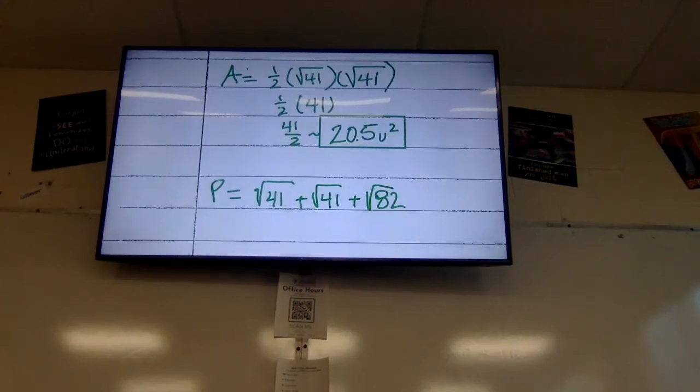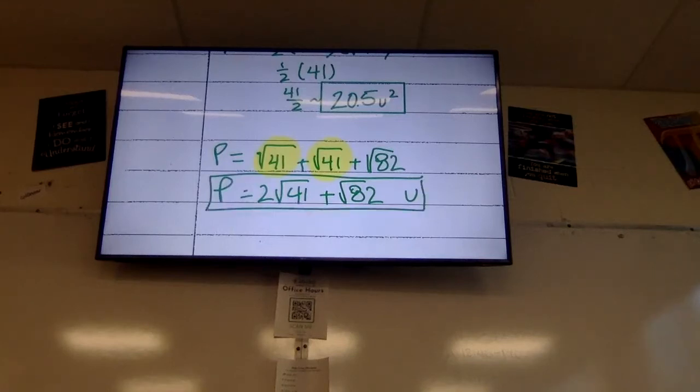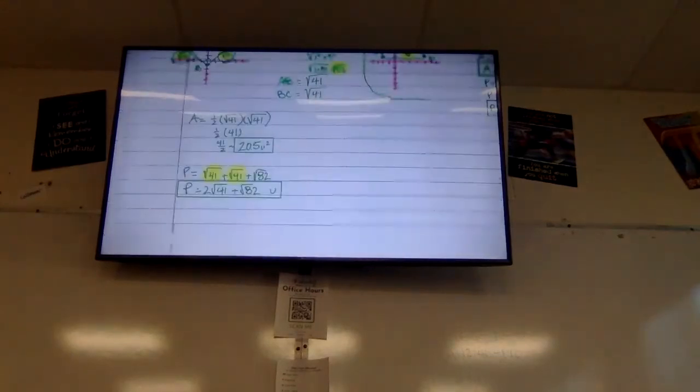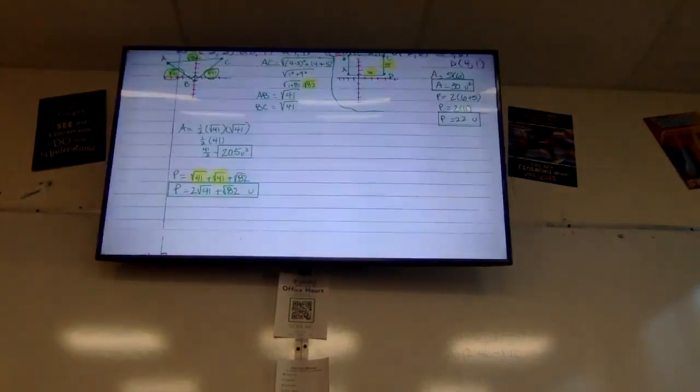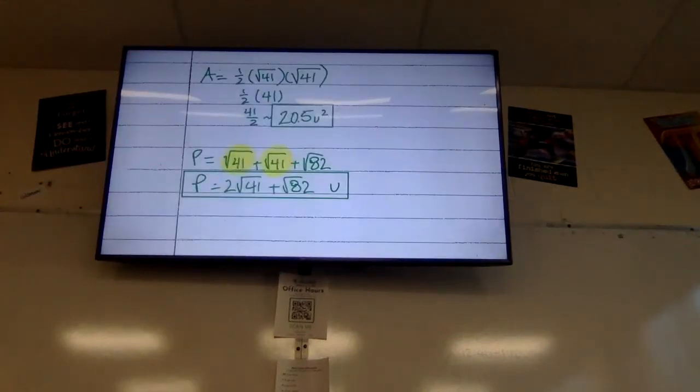My root 41s, right? If we were solving for X or something, we'd get rid of them. But right here, we're just simplifying. You're going to have an ugly answer: 2 root 41 plus root 82. That's good enough. It's perimeter, so we're going to throw a little U behind it for my units. But that's it. Sometimes we get pretty answers like we did on the last one where my perimeter was 22. And sometimes we get ugly answers where my answer is 2 root 41 plus root 82. And that's okay.